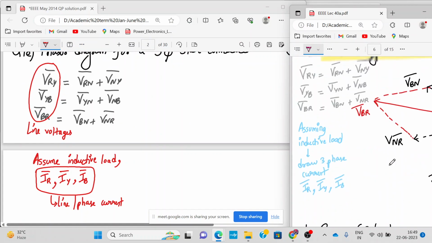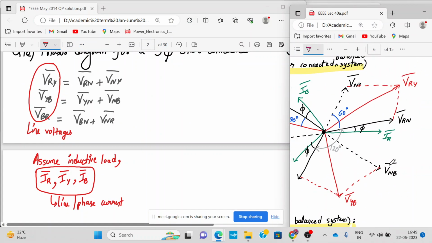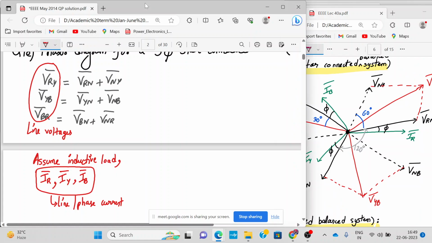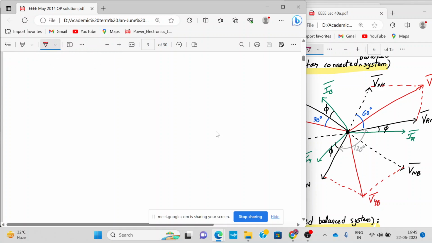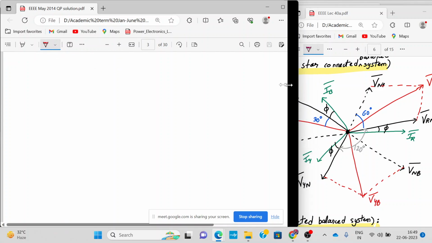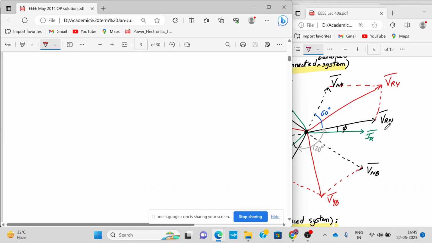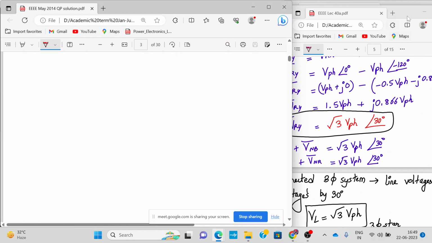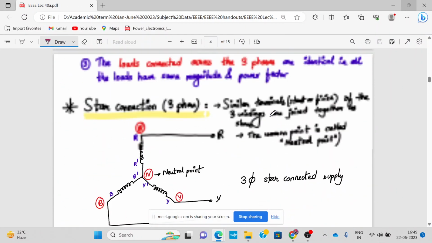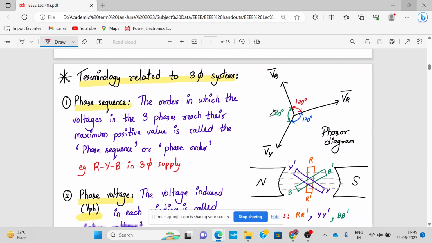Now let us see how to draw this. Let me take a blank screen. First of all, please concentrate over here. Remember, these are the three phase voltages VR, VY and VB. The phase difference between them is 120 degrees. Remember that.